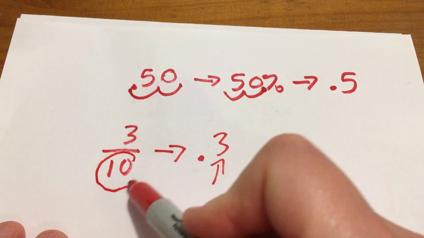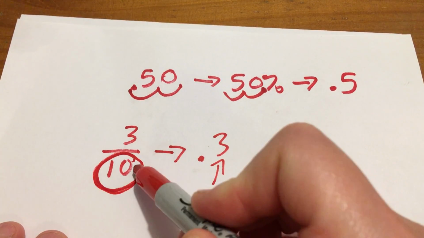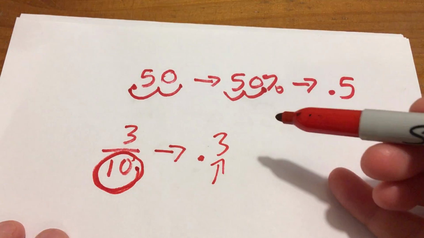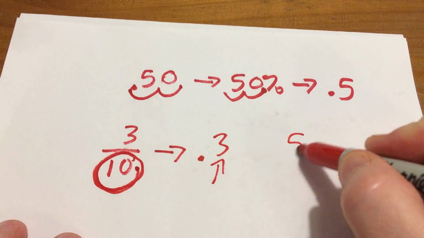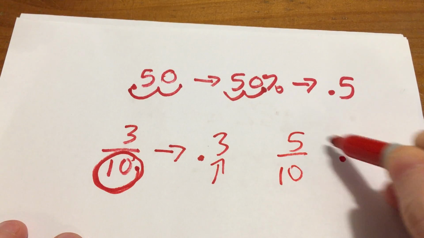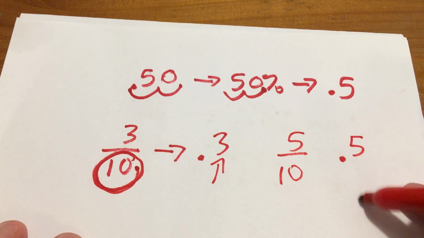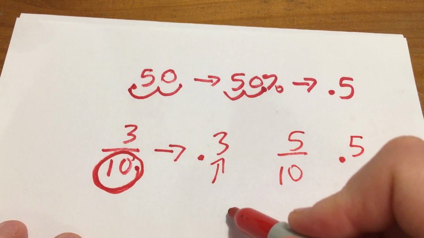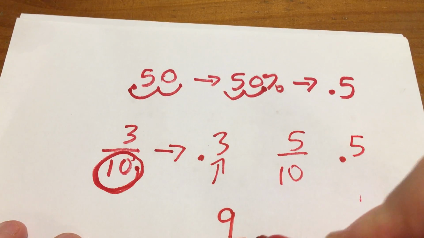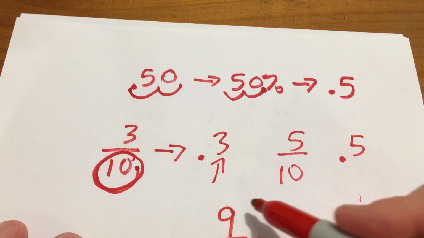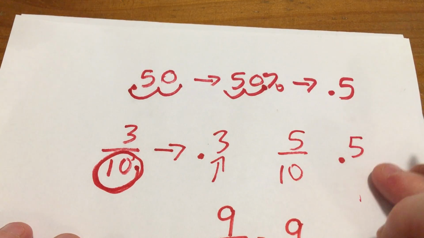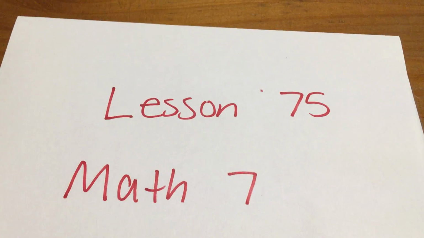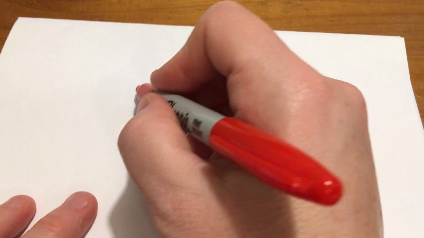So if you have any number over the number 10, it's really easy to convert it to a decimal. You just put the number on top in the tenths place. So let's say you had 5 over 10. We put the number on top in the tenths place, so 0.5. If you had 9 over 10, you put the number on top in the tenths place.